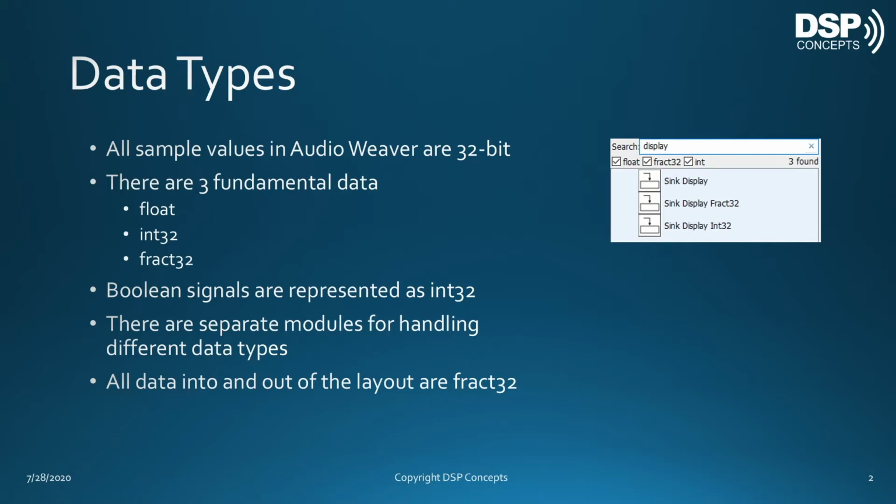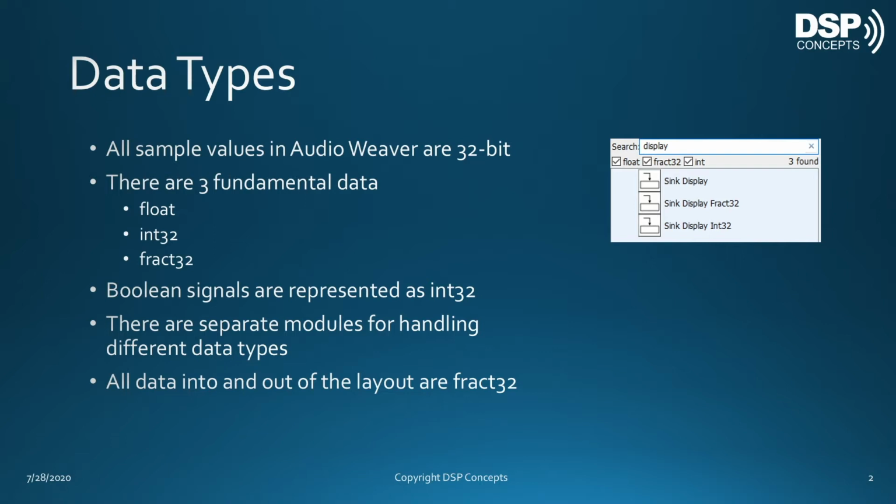So all the sample values in AudioWeaver are 32-bit. And so there's three fundamental data types that we deal with. There's floating point data, there's integer data, and there's also what's called FRAC32. We're going to learn a little bit more about that. We can also represent Boolean signals as integers, so we'll represent it either as a 1 or a 0, being true or false.